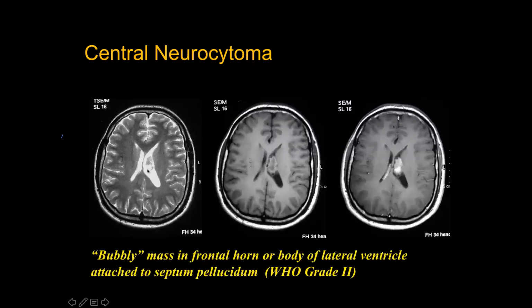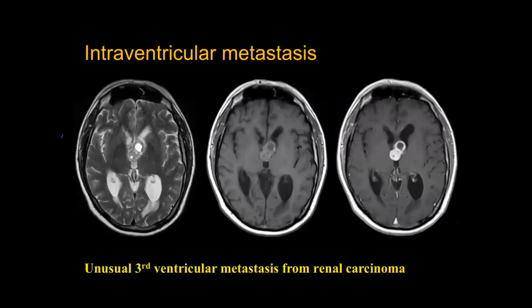They are low on T2, very lobulated lesions, and they can enhance as well. These are much less common lesions, central neurocytoma. This is quite different from the subependymoma I showed you earlier on. But don't forget, very rarely you can get a metastasis. This was confirmed as a renal cell metastasis in a very odd location, as it was the only isolated lesion.